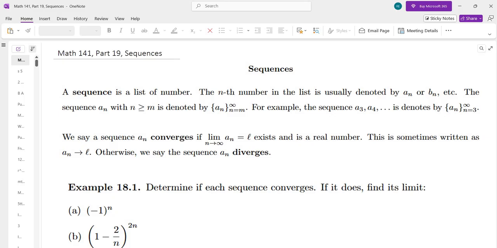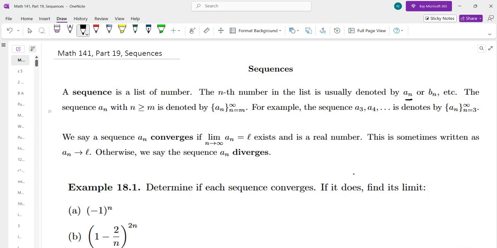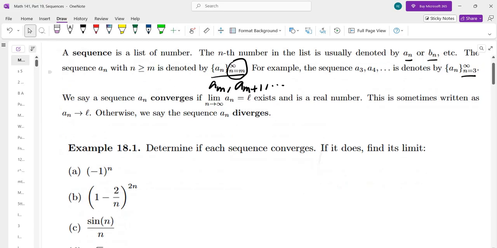The nth term of a sequence is generally denoted by a_n, b_n, c_n, etc. The sequence a_n is denoted by {a_n} with curly brackets on the two sides, and then we put the limits of the index to the right of it, so n equals m to infinity. It means the first term of the sequence is a_m, the next term is a sub m plus 1, etc. So for example, for the sequence that starts with a_3, we have {a_n}, n starts from 3 to infinity.